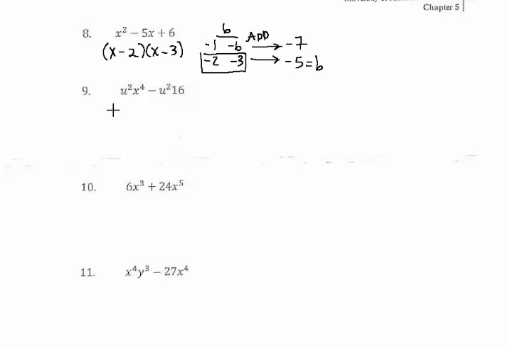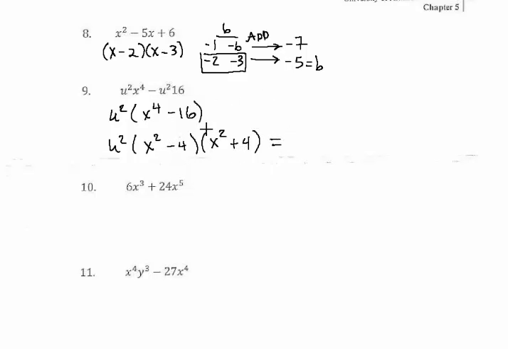Number 9, we can factor out a u squared, and when we do that we're left with a difference of squares. So this is going to factor as an x squared minus 4 and an x squared plus 4. Okay, x squared is the square root of x to the 4th, 4 is the square root of 16. We have a plus and a minus.